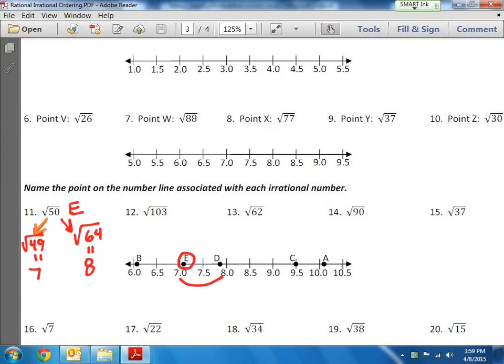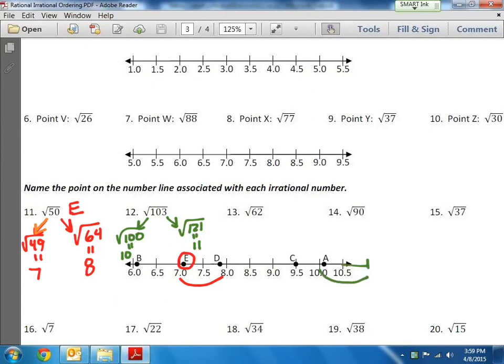Okay, let's go ahead and move on to number 12 here. The square root of 103. Okay, 103 is not a perfect square, but I know the square root of 100 is just below it, and the square root of 100 is 10. And the square root of 121 is the closest one above it, so it equals 11. So the square root of 103 is going to be somewhere between 10 and 11. Okay, so I know it's over here.